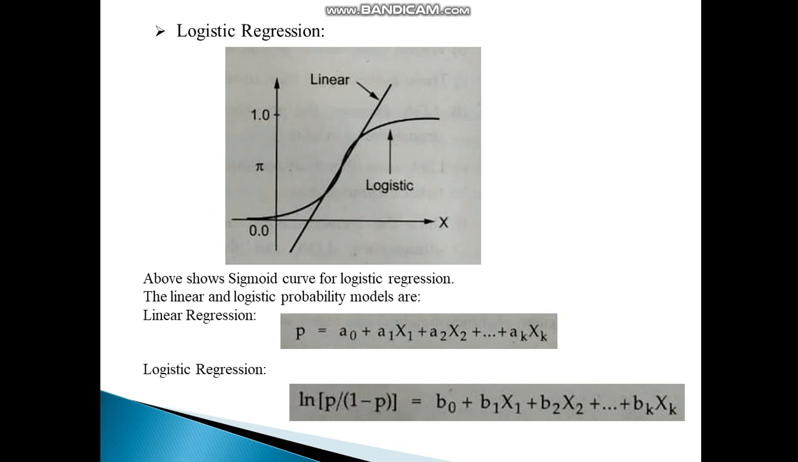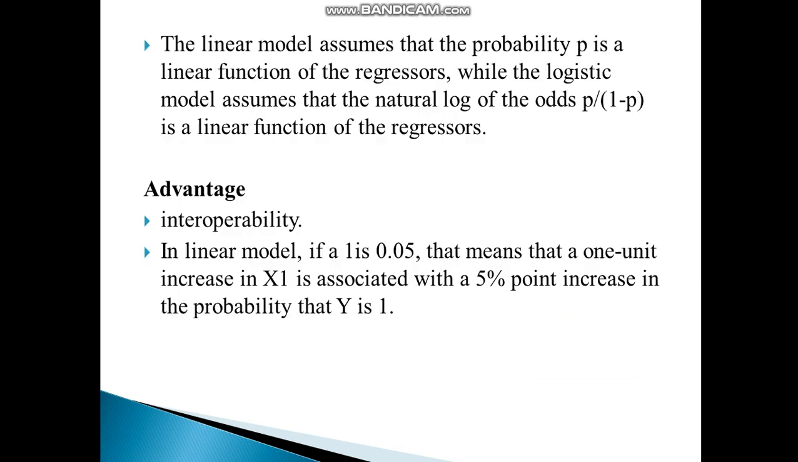Logistic regression. This is the sigmoid curve for the logistic regression. The linear and logistic probability models are given below. The first equation shows the linear regression model and the second equation shows the logistic regression model. The linear model assumes that the probability p is a linear function of the regressors, while the logistic model assumes that the natural log of the odds, p divided by 1 minus p, is a linear function of regressors.